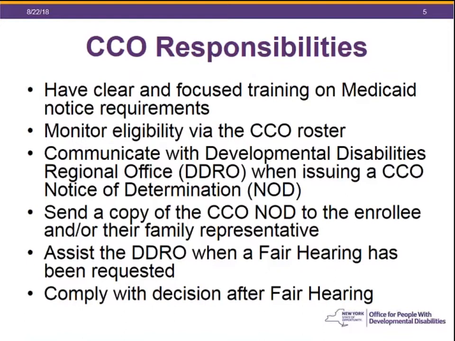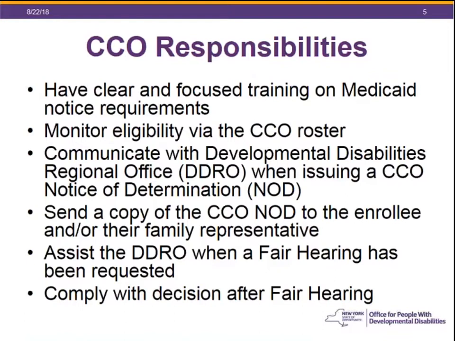So CCO responsibilities. CCOs are responsible for having a clear and focused training on Medicaid notice requirements with their care managers. CCOs and their care managers must monitor eligibility via the CCO roster that is available to you. CCOs are also responsible for continuing to stay in touch with the DDROs, collaborating with the DDROs on the noticing process. We are actually today looking at ways to streamline and really leverage the information technology that exists within the CCO system so that this can be a less burdensome process for CCOs, and more to come on that.